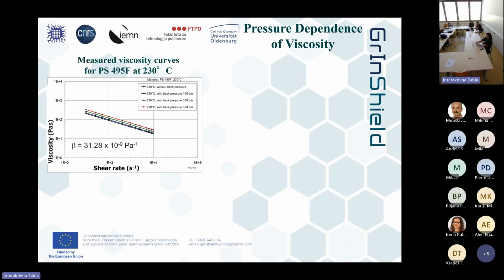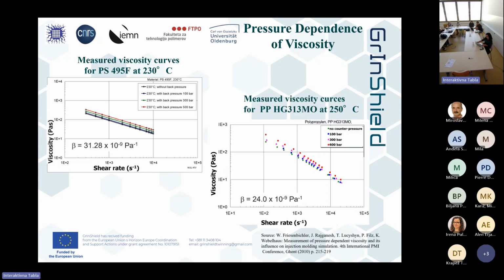Here you see the measurement which we did on the injection molding machine. That's polystyrene with the increase, and that's polypropylene with the increase. You see, yeah, that's reality. And if you don't measure this, you are not.